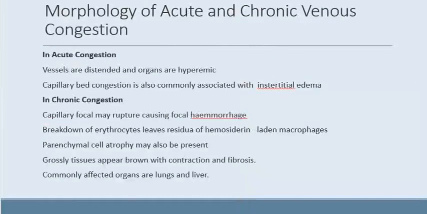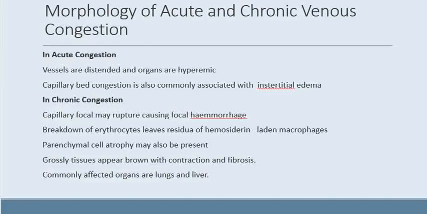Moving on to the morphology of acute and chronic venous congestion. In acute congestion, the vessels are distended and organs are hyperemic. Capillary bed congestion is also commonly associated with interstitial edema. In chronic congestion, capillaries may rupture, causing focal hemorrhage.